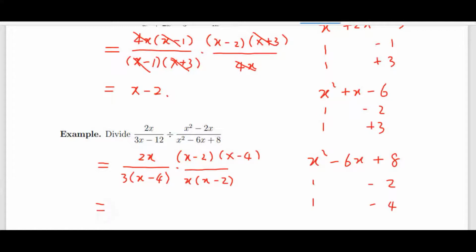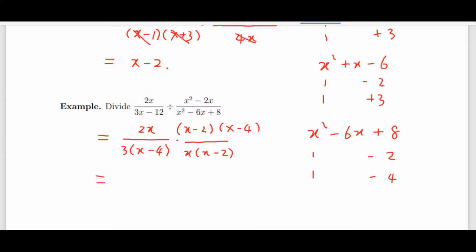Okay, so we can cancel many terms. Let's say we cancel this x, cancel this x minus 2, cancel this x minus 4. Almost canceled everything. Only this is left.